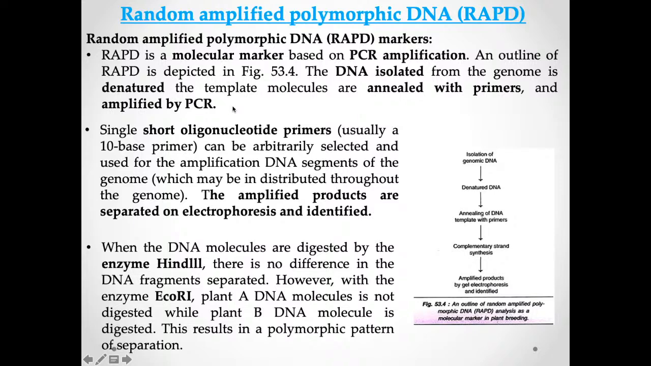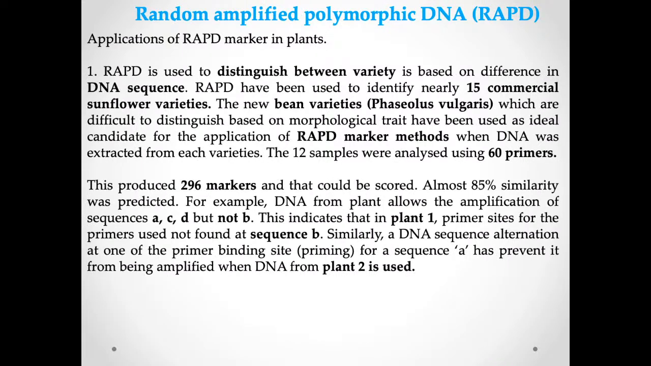It's a PCR, of course, and we anneal them with the primers and we amplify by PCR. Then these single short oligonucleotide primers can be arbitrarily selected and used for amplification of DNA segments of the genome, and the amplified products are separated by electrophoresis and could be identified. So, some applications of RAPDs in plants. RAPD is highly used to distinguish between varieties by DNA sequences. And this produced 296 markers, which could be scored.